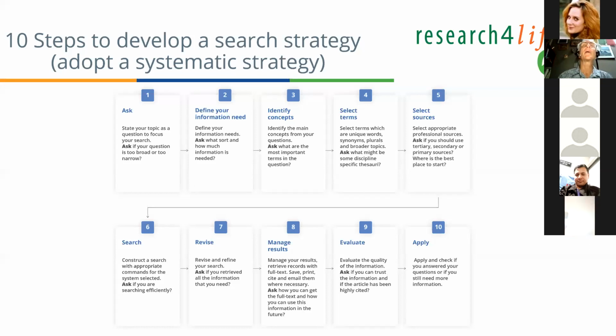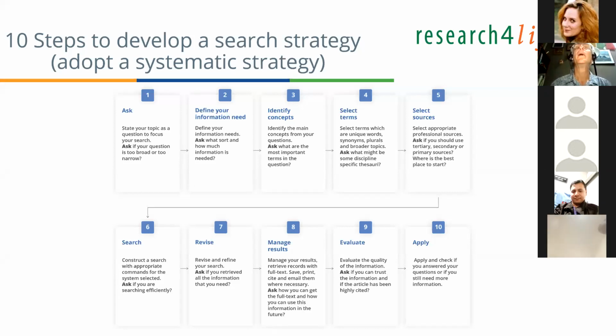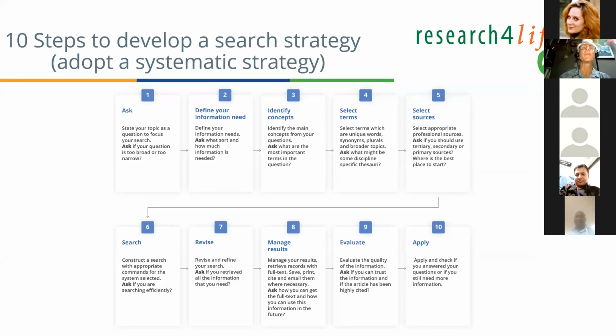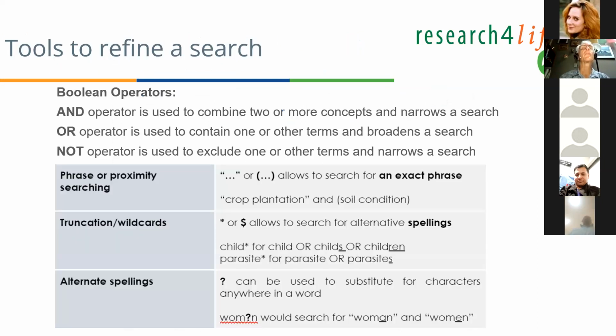Identify the concepts, ask your questions, select your search terms. Many of you have done a search and only got 3 results, so you have to make it broader. Many of you have done a search and had 20,000 results and said, oh, this is too wide, I have to narrow it. Select your sources that are appropriate for the level of information you want. Do your search, revise your search, manage your results, retrieve your full text, hopefully put your citations in reference management software, and then evaluate, see how successful you were. So those are just some brief tools.